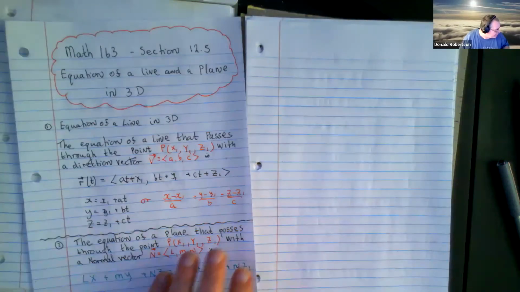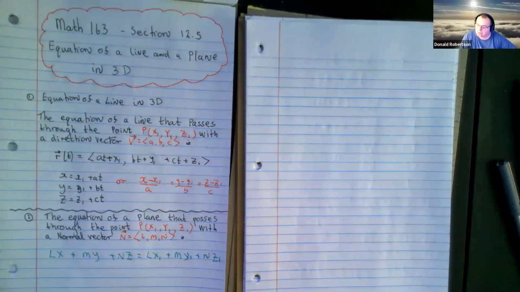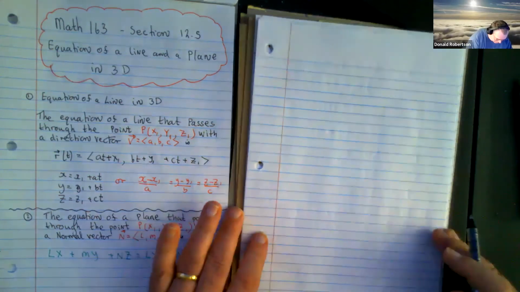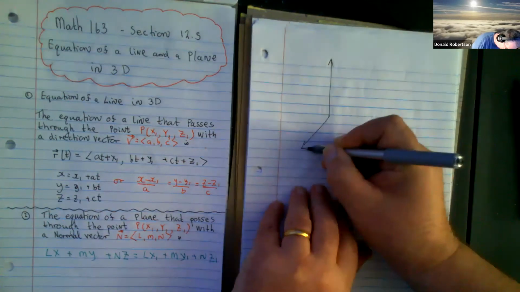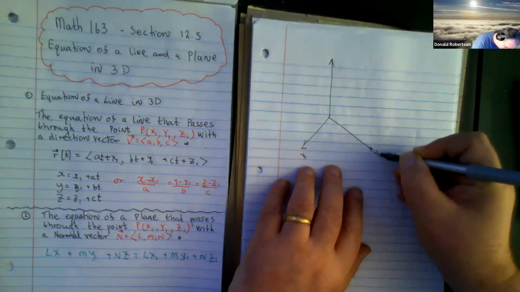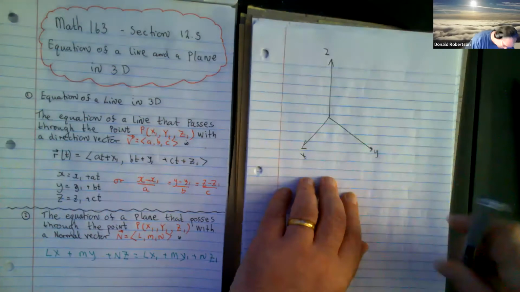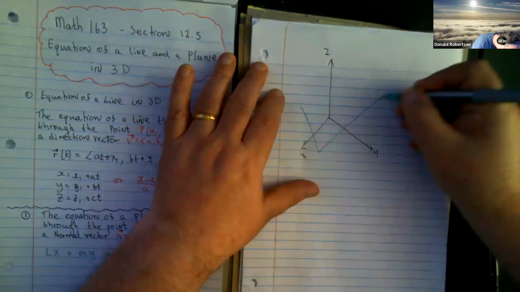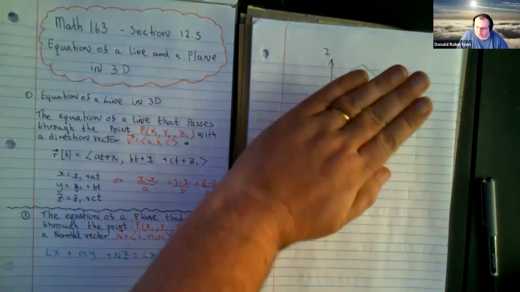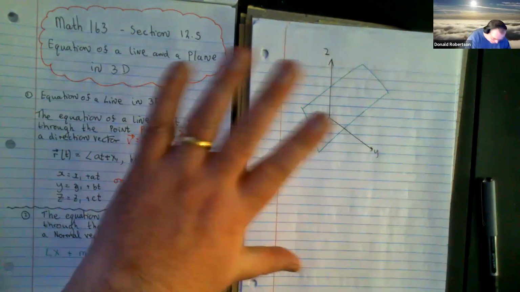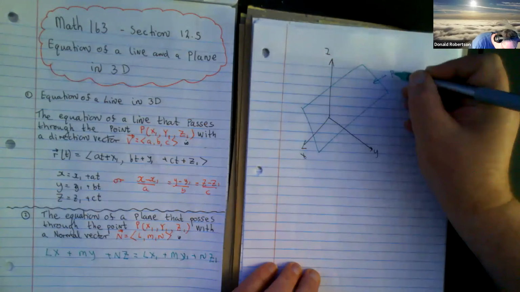Any questions before we move on to the equation of a plane? Okay. Now a plane is in 3D. I'm going to try, it's hard to draw it, but I'll do my best. A plane in 3D. Can you imagine a sloping flat piece of paper forever? We call these things a plane.